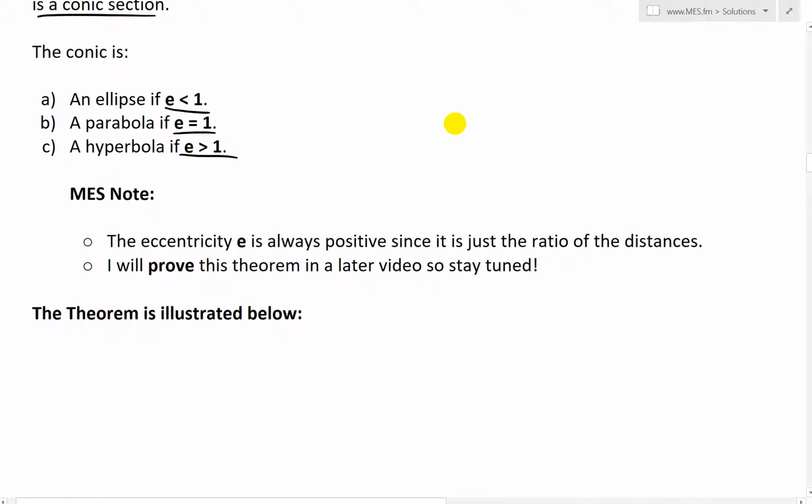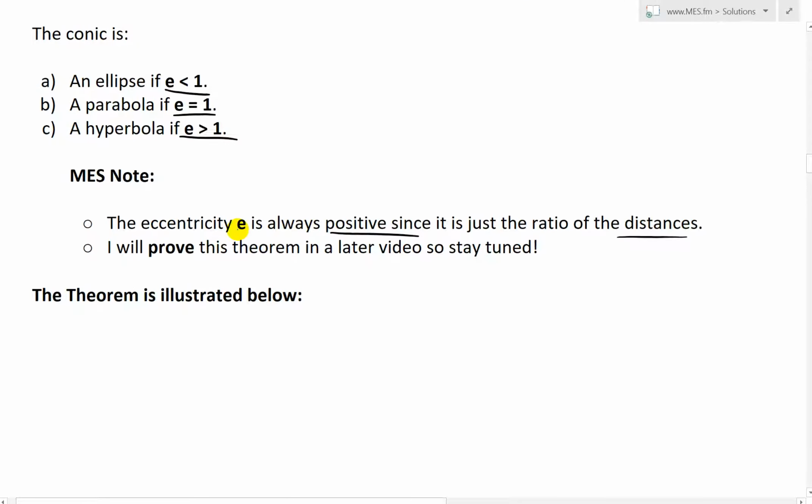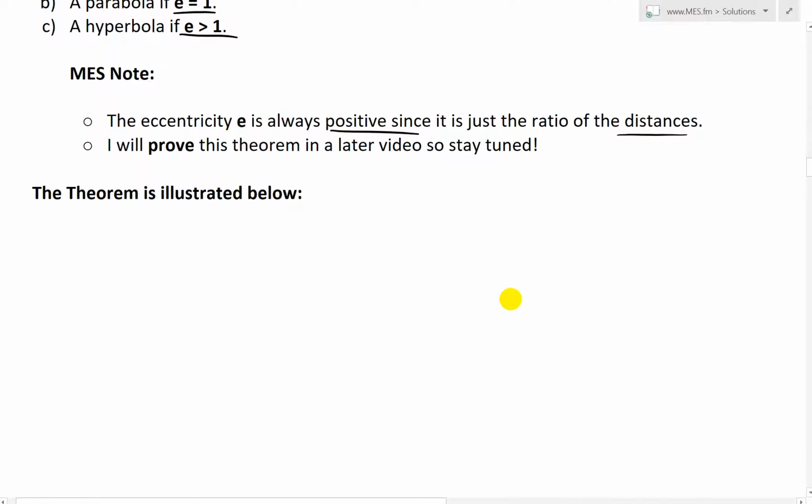Now note the eccentricity is always positive, since it is just a ratio of distances, and they're all absolute value distances, so it's always going to be positive. You're not going to get a negative one. Also, I will prove this theorem in a later video, or videos, depending on how many I do. I might do them all separately, but anyways, stay tuned for that.